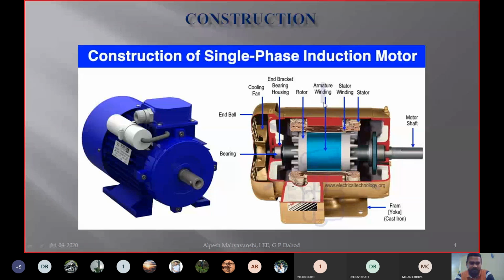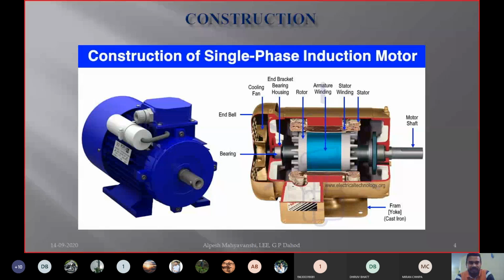Okay, this portion is the armature, or we can say the rotor. This is the rotor. On this rotor the slots are made, and in these slots the copper bars are placed, and these copper bars are short circuited by the copper end rings. So this portion is the rotor, and this blue color portion is the armature winding, or we can say the rotor winding.